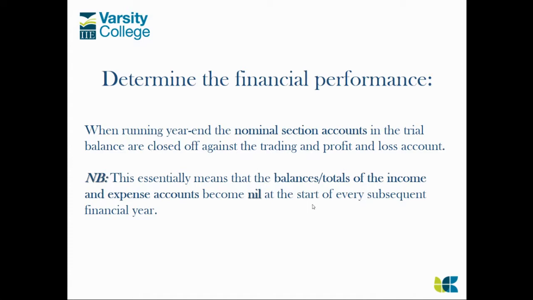This essentially means that the balances or totals of the income and expense accounts become nil at the start of every subsequent financial year. This is another reason why we actually do year end. We want to start afresh. We want all our income and expense accounts to become zero, so that moving into the next financial year, when we're looking at rent income, we're not looking at any money that we actually received in the last year. When we're looking at stationery expense, we know that it's all the stationery we bought this year, not including some of the stationery we bought the year before. So that's exactly why we want to bring all of these accounts to nil, to zero. And when we say closing off, that's actually the process of bringing that account to zero.